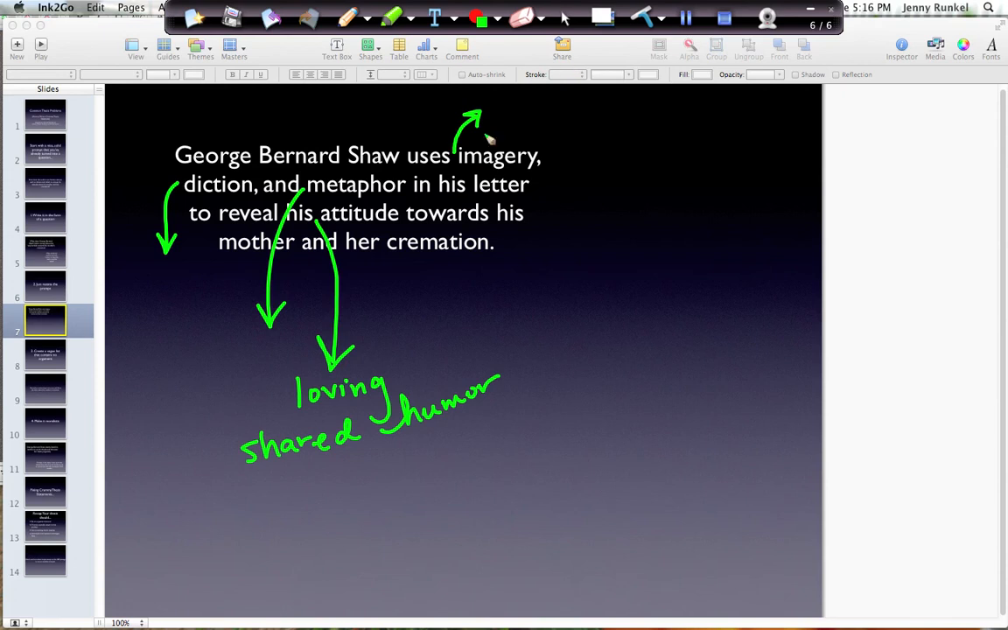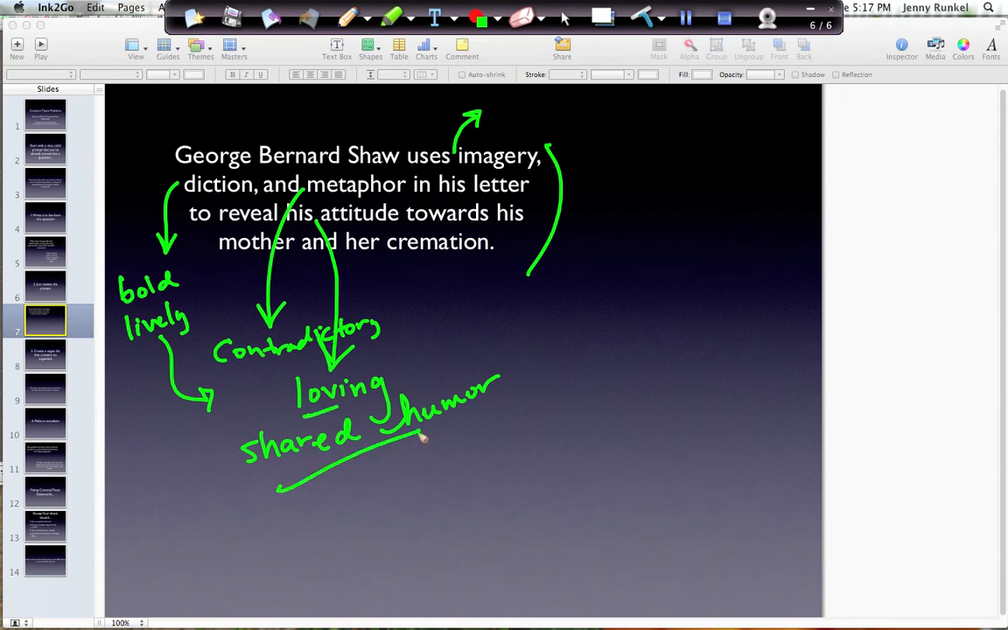And what kind of imagery does he use? What kind of diction does he use? He uses diction that is bold, that is lively, because he's using that to contrast the idea that she is dead. He's using diction that is contradictory. He uses metaphor that's contradictory. Okay, so it would take a little bit of work, but as you can see, this is a pretty plain thesis statement until you start adding in some of these descriptors. And it gives your reader an idea that you understand the passage, you understand the tone, and you understand how Shaw has created that tone.